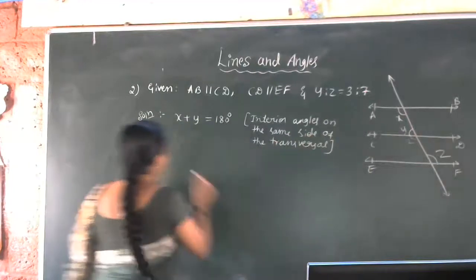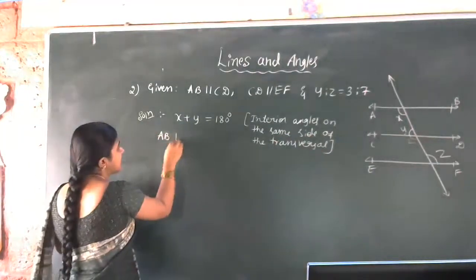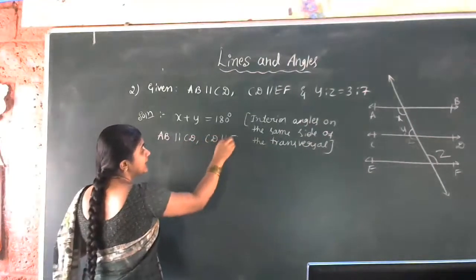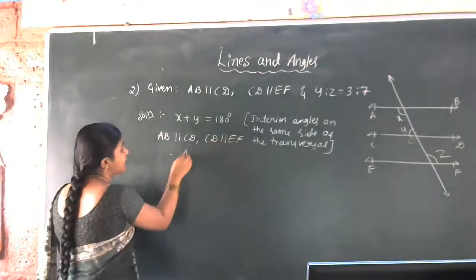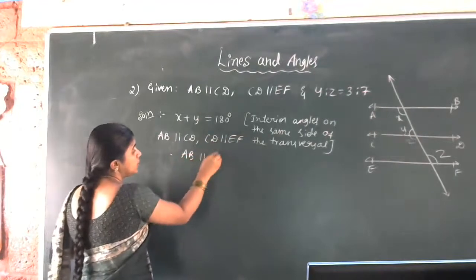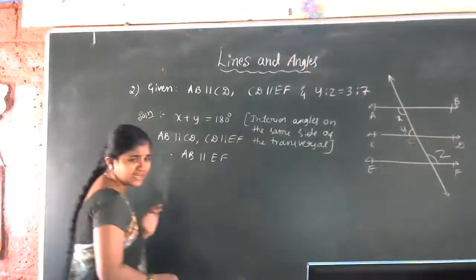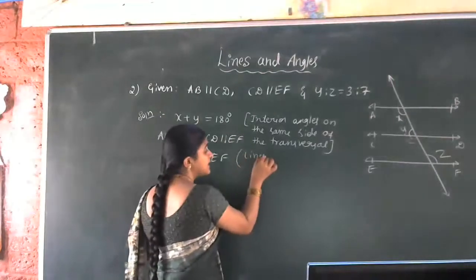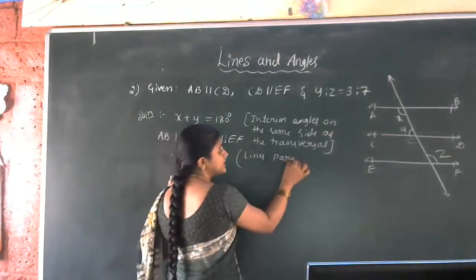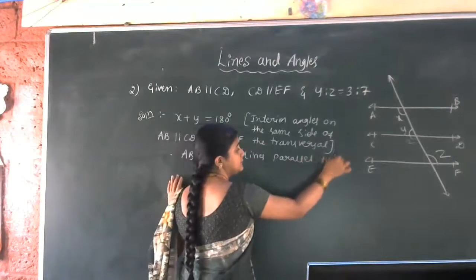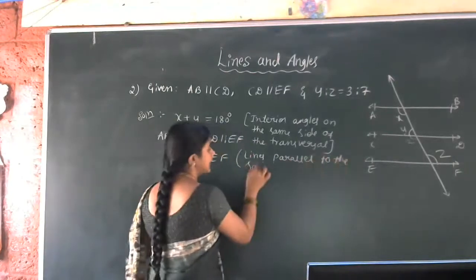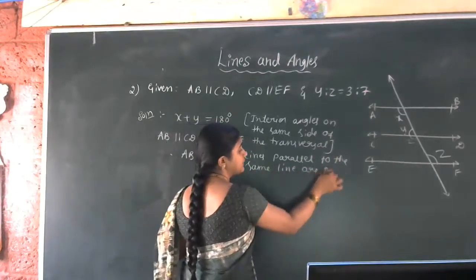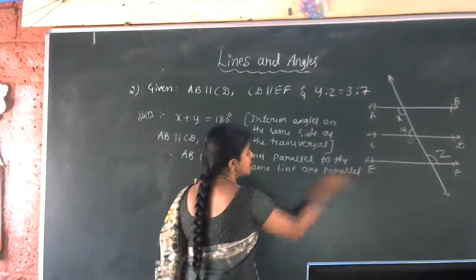It is given that line AB is parallel to line CD, and line CD is parallel to line EF. Therefore, AB is parallel to EF. Can I write it like this? AB is parallel to EF, because lines parallel to the same line are parallel to each other.